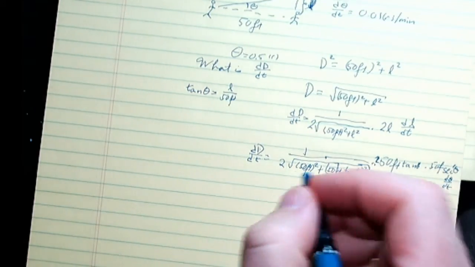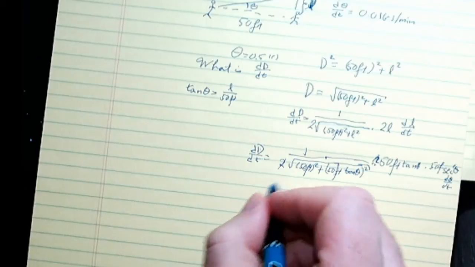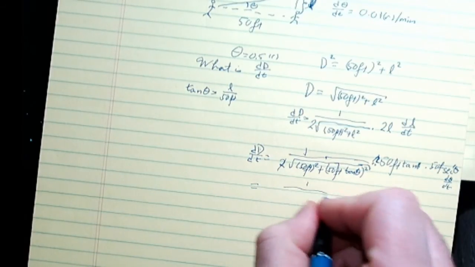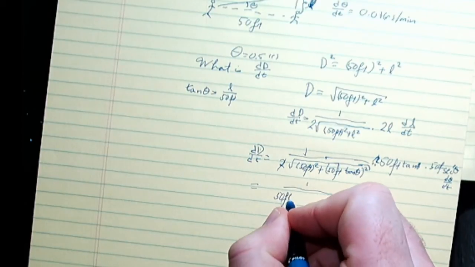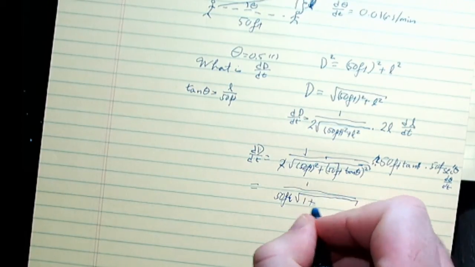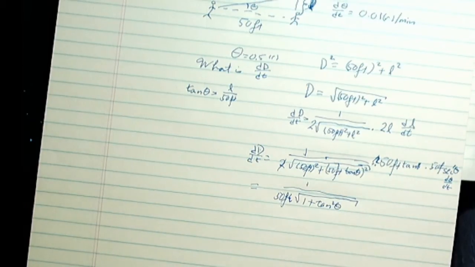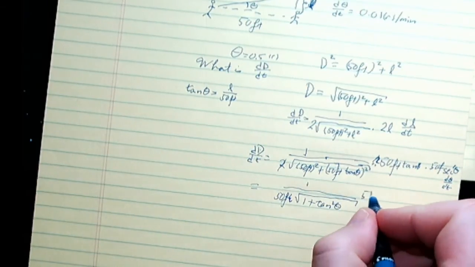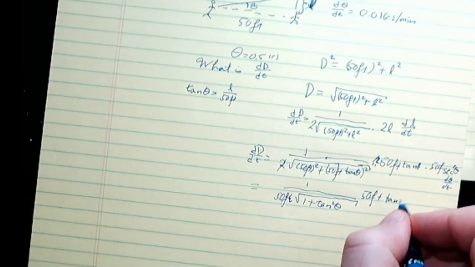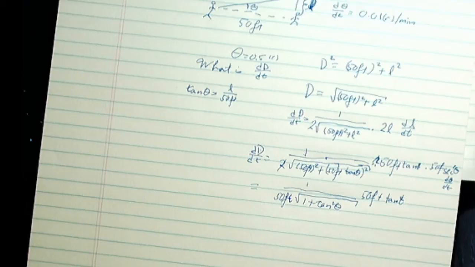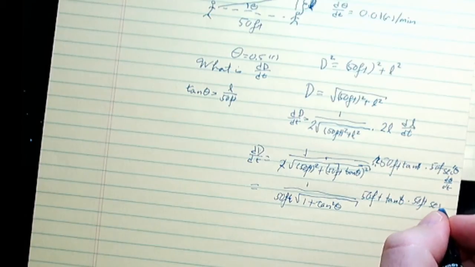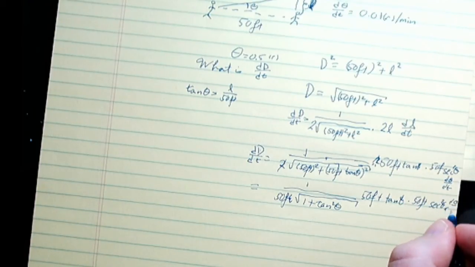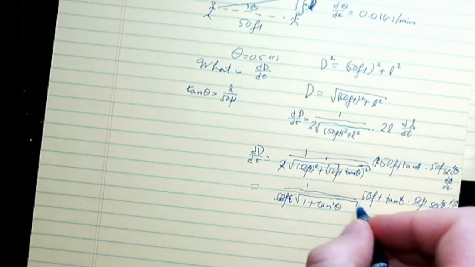This is a mess. Let's simplify some of this, huh? The 2's cancel. I could factor the 50 feet out of each of the two terms here. It's 50 feet squared in each term, so that's 1 over 50 feet, times the square root of 1 plus tangent squared theta, times 50 feet, times tan theta, times 50 feet, times secant squared theta, d theta dt. The 50 feet here cancel. That makes things even easier.